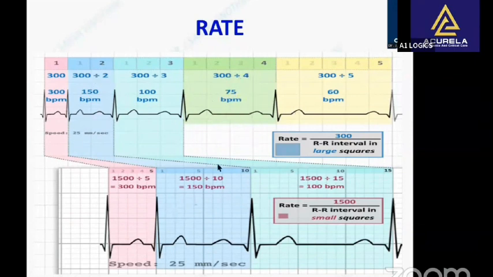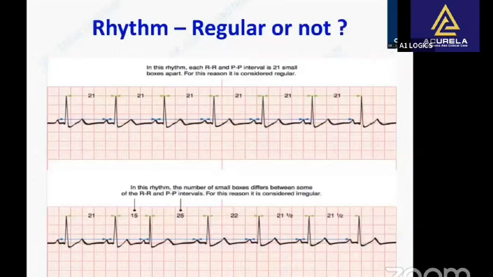If it's going to be 2 large boxes, the rate is going to be 150 per minute. Then coming on to the rhythm, as we saw earlier, the rate and the rhythm go hand in hand. So we have to determine first whether the rhythm is regular or not. We'll have to see if each P wave is being followed by the QRS complex and if the RR intervals are constant. In that case, we can use our previous formula, 300 divided by the number of large boxes between 2 QRS complexes, and we get the heart rate.